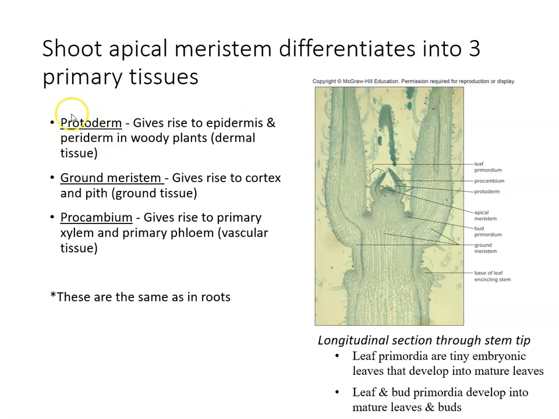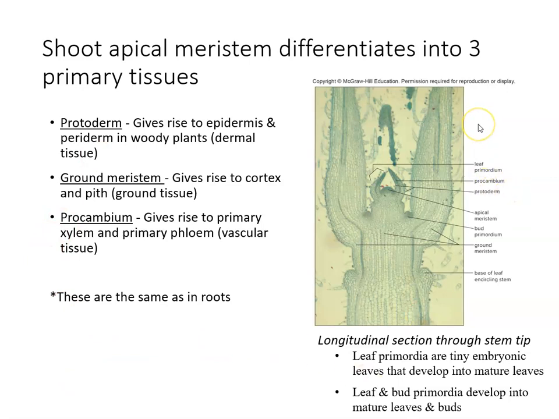Now these are the same terms that would be applied to the meristems in the root, the apical meristems of the root. So we're not going to look at that, but know that they are the same types of tissues within the root apical meristems.